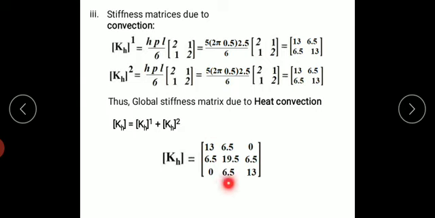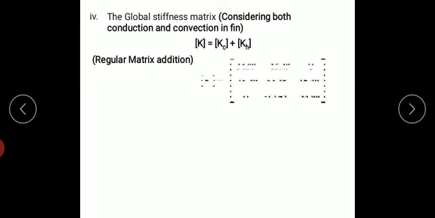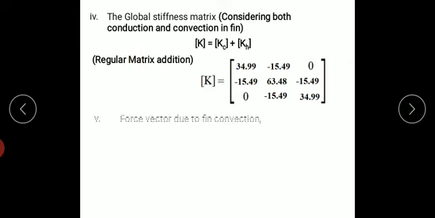In the composite wall, I did not get it like this, because convection was happening only on one side. But in the fin it is not so. The convection is happening throughout the circumference, that is, throughout the perimeter of the fin. So I got all the values here in the convection. Now for the global stiffness matrix, I need to add Kc and Kh values. It is a regular matrix addition.